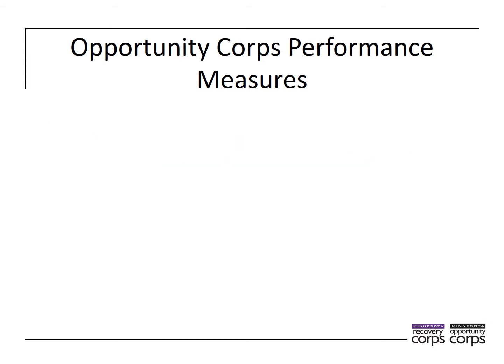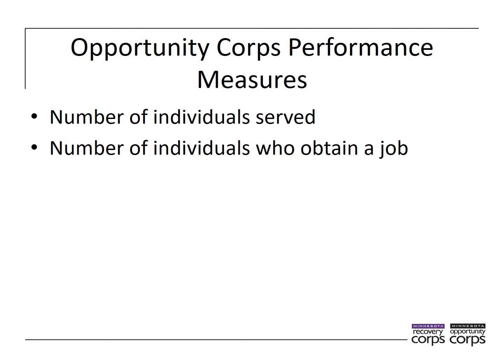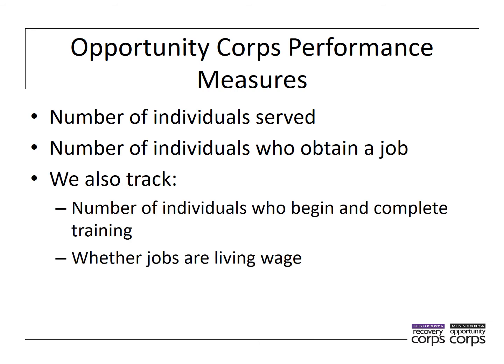For Opportunity Corps, we're also going to be reporting on performance measures, and we report on the number of individuals who are served and the number of individuals who obtain a job. We don't only track that, we track a lot more than that though. Some of those things that we track are the number of individuals who begin and complete a training, and then whether or not any jobs that they get during their experience with our program are living wage. And we'll talk a little bit more later on how to track that.